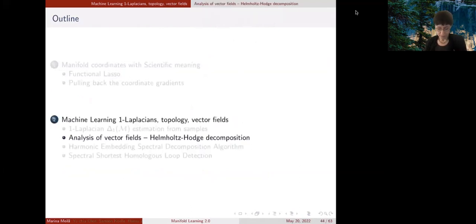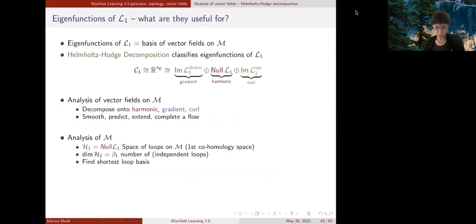Now, what can we do with it? I'm going to show a few quick things about the analysis of vector fields in pictures, and then I'm going to go to the decomposition of the null space of the first order Laplacian, which is the first cohomology space. And this has dimension equal to the number of loops, the first Betti number.